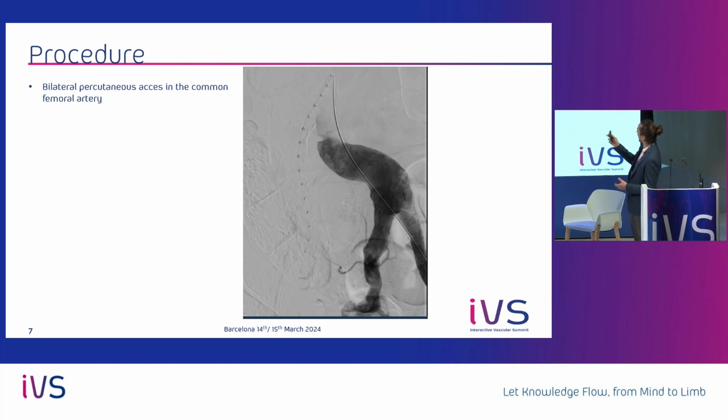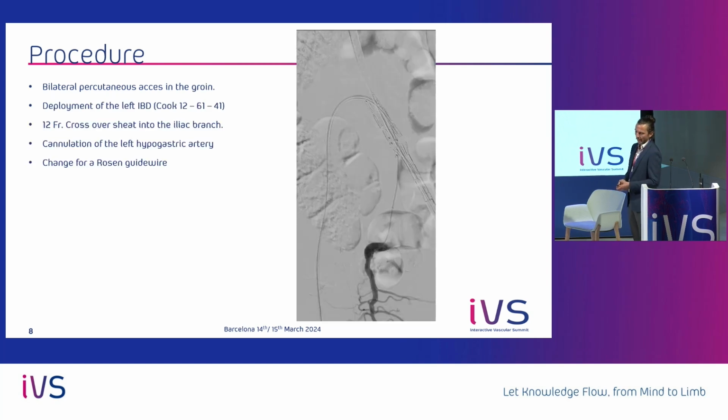Here you can see the angiogram of the left iliac artery with the aneurysmal hypogastric artery. We advanced and deployed the IBD, the Cook IBD, and then did a crossover with a 12 French sheath until we got into the branch of the IBD device. We did the cannulation of the left hypogastric artery, which was quite easy because it was quite broad. We changed for a Rosen guide wire to have enough support.